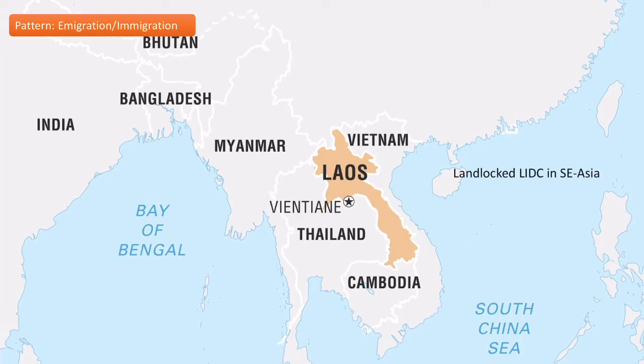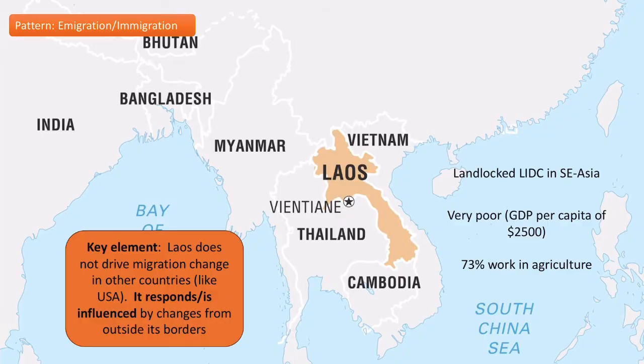It is a landlocked LIDC in Southeast Asia. It's a very poor country in terms of GDP per capita, around about $2,500 US, and it is dominated by the primary sector with 73% of people working in agriculture. So it's a poor country, and as I mentioned, it does not drive migration change in other countries like the USA would, where it drives changes in Mexico. It responds to or is influenced by changes from outside, and therefore we say it has limited influence over global migration patterns. It simply responds to them.